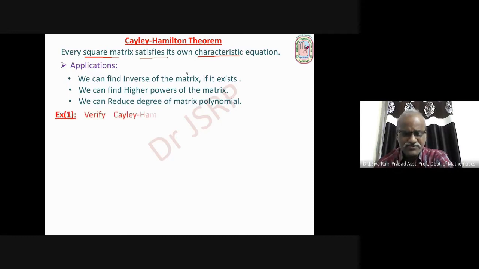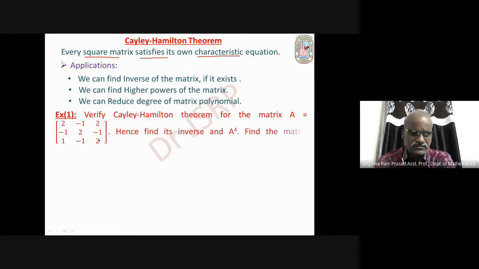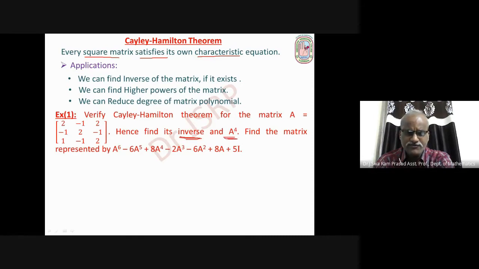Consider the problem. Verify Cayley-Hamilton theorem for the matrix A equal [2 -1 1; -1 2 -1; 1 -1 2], and hence find inverse and A power 4. By using Cayley-Hamilton theorem, we have to find inverse of the matrix and A power 4. After that, find the matrix represented by this matrix polynomial. This is a 6th degree matrix polynomial. We have to find the matrix represented by this 6th degree polynomial by using Cayley-Hamilton theorem.